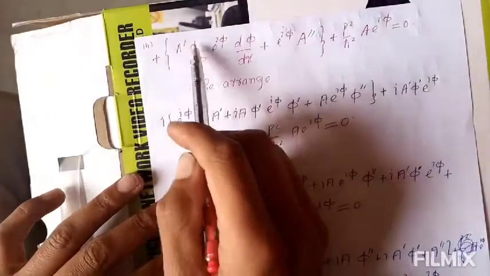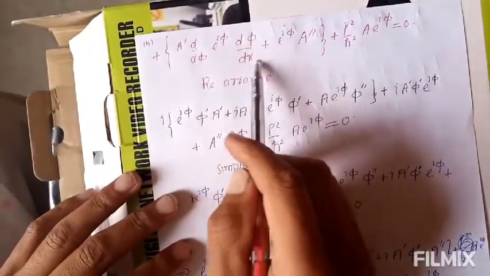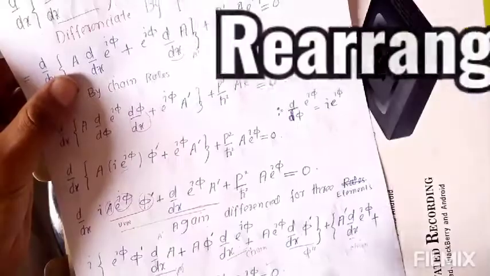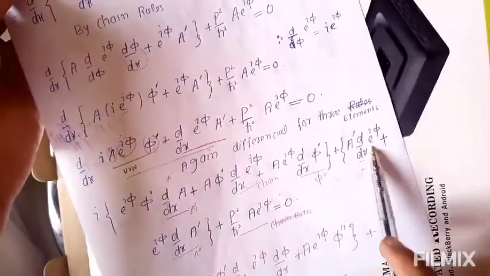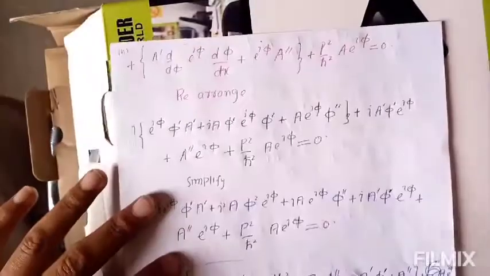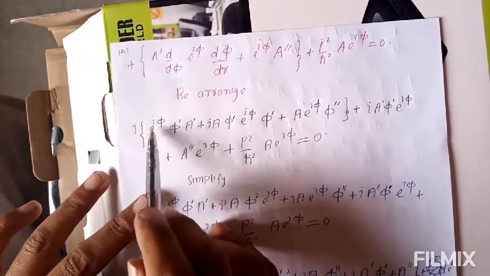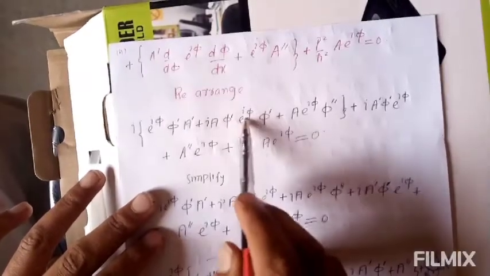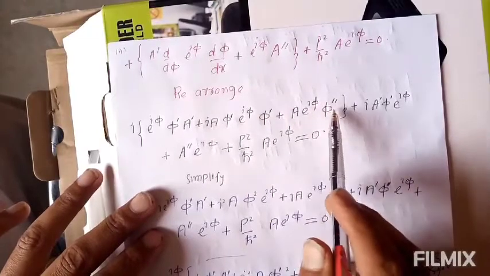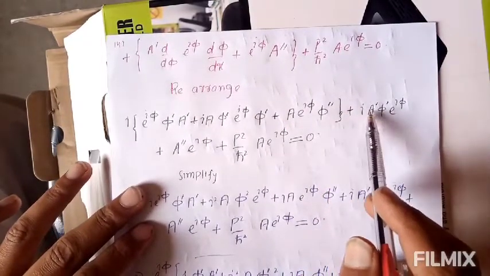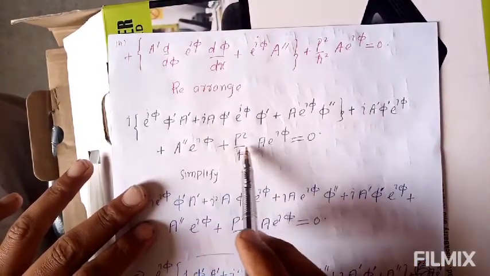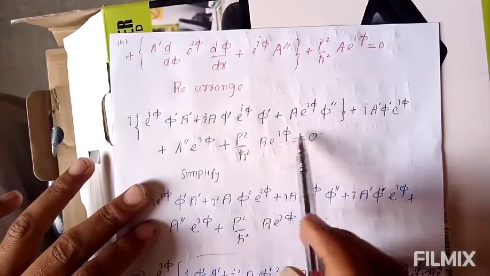plus a dash d divided by d phi of e power iota phi, d phi divided by dx, plus e power iota phi a double dash, because this is for the second part of this equation. Okay, so now by rearranging the value: iota into e power iota phi dash a dash plus iota a phi dash e power iota phi, plus a e power iota phi and phi double dash, plus iota a dash phi dash e power iota phi, plus a dash e power iota phi, plus a double dash e power iota phi, plus, and no change occurs in this one.